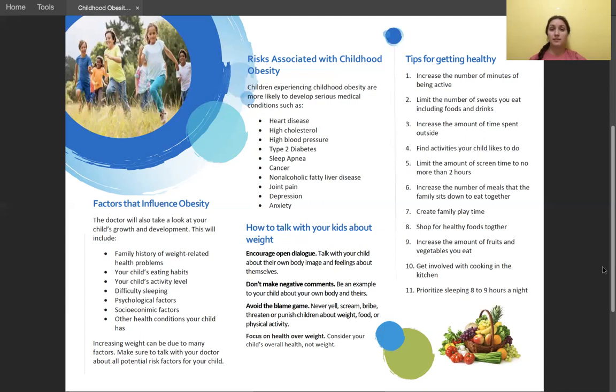Some tips to help get your child healthy would be to, one, increase the number of minutes of being active. Children should have at least 60 minutes of play every day. Limit the number of sweets you eat, including foods and drinks. Increase the amount of time spent outside, especially as the weather gets nicer. It's easy to encourage your children to play outside. Find activities your child likes to do.